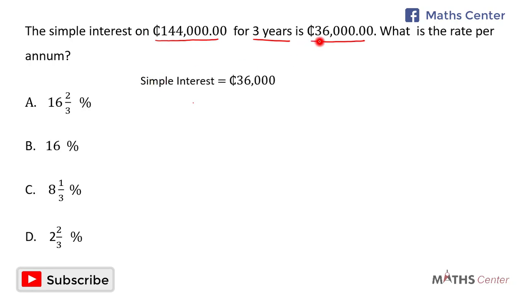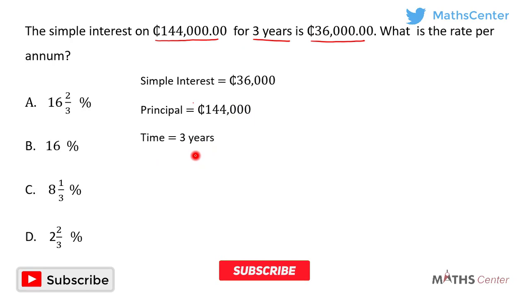So we know that the simple interest that was accrued is 36,000 cedis. The principal amount that was invested is 144,000 cedis, and it was invested for a period of 3 years. We know that simple interest is equal to principal times rate times time divided by 100. We have the simple interest, we have the principal, and we have the time. So we can substitute it here to get the rate per annum.